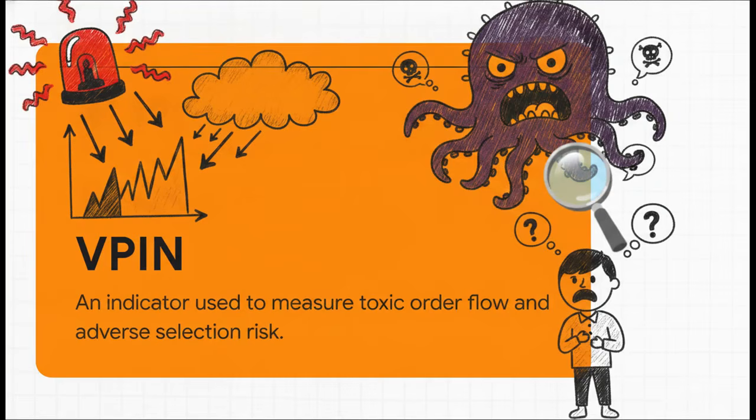Let's shift gears for a second and talk about institutional fear. Because yes, even the giants are terrified of adverse selection. That's the risk of taking the other side of a trade against someone who secretly knows something they don't. To protect themselves, they use an indicator called VPIN, which stands for Volume Synchronized Probability of Informed Trading. Simply put, VPIN measures toxic order flow.